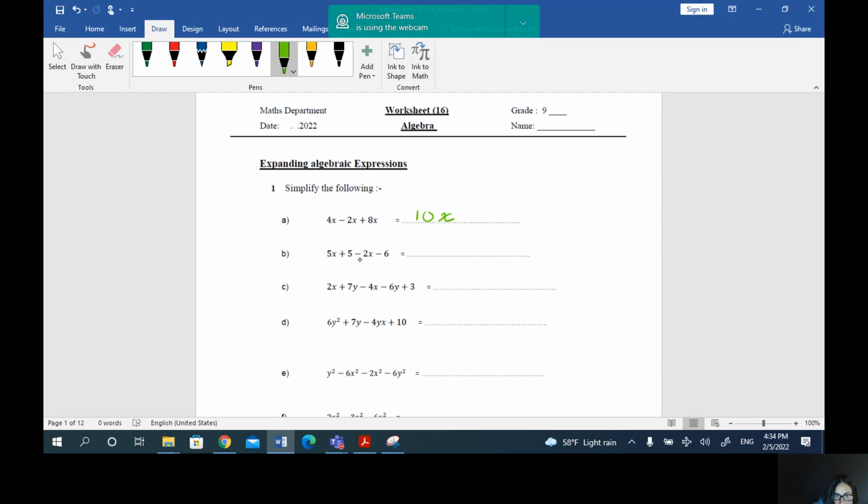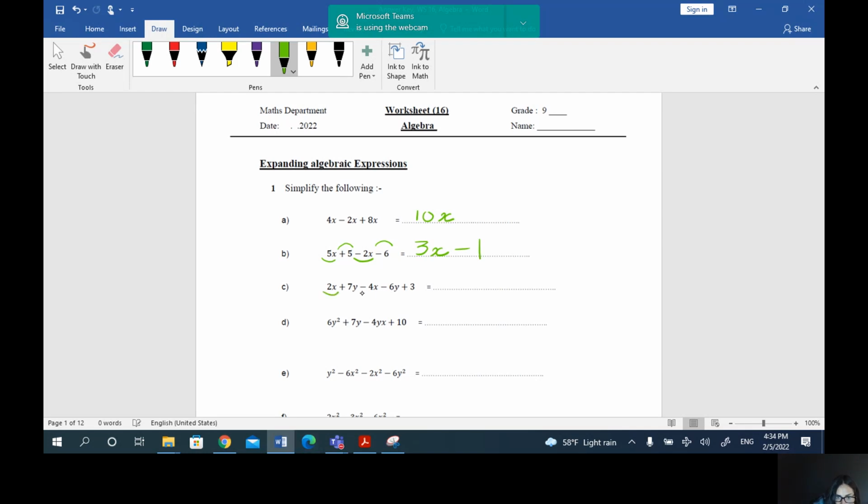5x plus 5 minus 2x minus 6. So 5x and minus 2x are like terms. 5 minus 2 is 3x. And plus 5 minus 6 are like terms. So 5 minus 6 is minus 1.